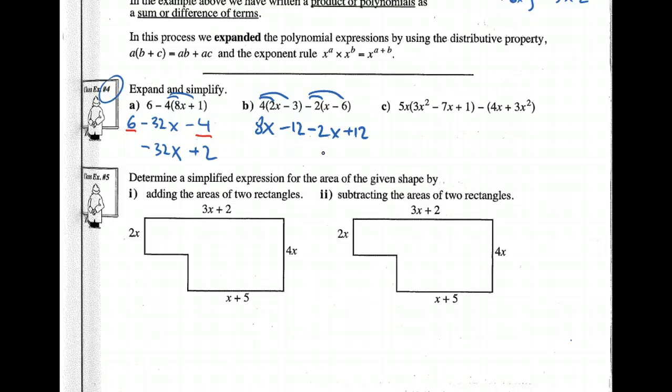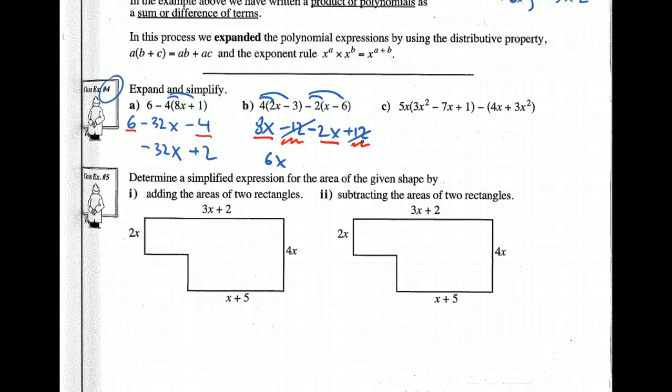Okay, now same thing. I have some x's here, and I have some constants here. So my final answer, 8x minus 2x, is going to give me 6x. And then I have negative 12 plus 12. Well, that disappears.